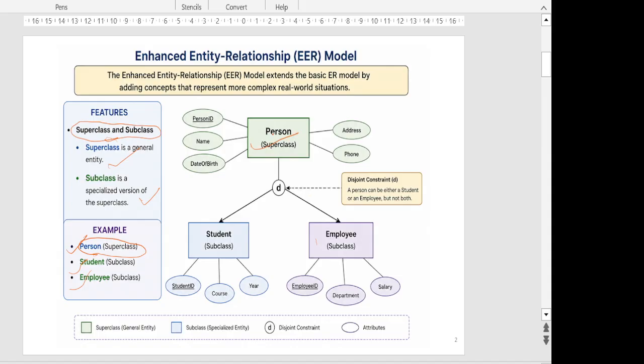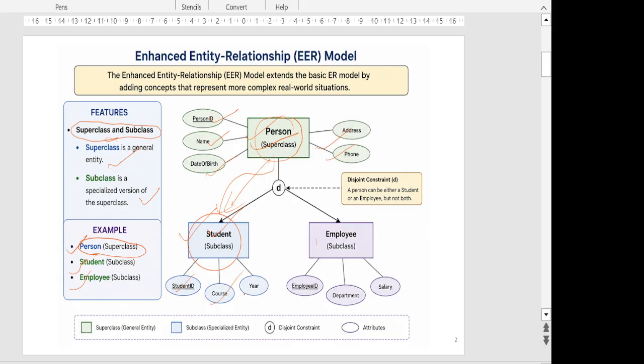Person is a superclass. What are the person's attributes? Person ID, person name, date of birth, address, phone number, etc. Right? So next, a person may be a student. If it is a student, we call it a subclass, because student is derived from the person. So that's why we call it a subclass, and it is a specialized version of the person.